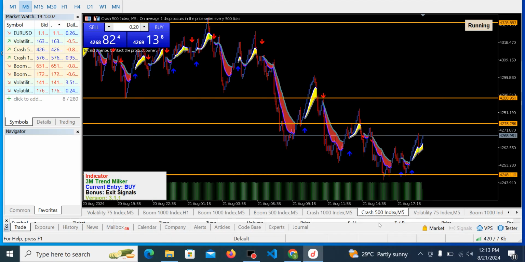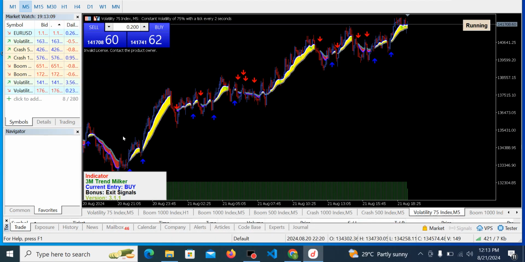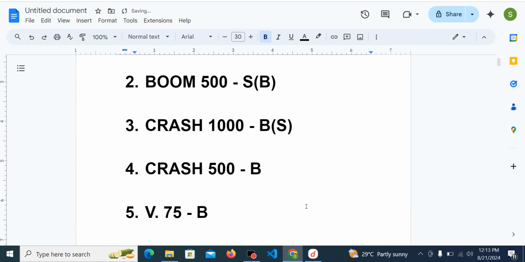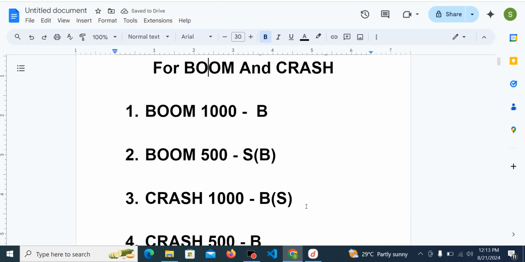The next asset is going to be V75. Let's check it out together. This is V75. It has been on an uptrend for a very long time, and it is still buying. It has gotten to this resistance zone. If it's unable to break out from there, definitely it will go back on a downtrend, but for now it is still buying. So this is very important. These are all the assets that we are able to come up with tonight.